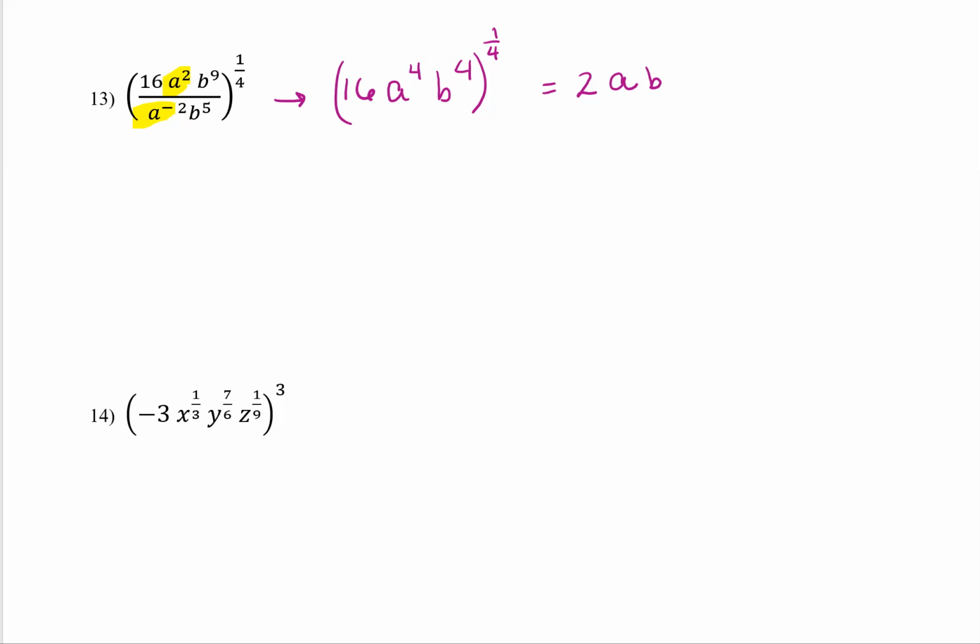14 is very similar to 13. We have negative 3 cubed, and then power to a power you multiply. And negative 3 cubed would be negative 27. And there's our final answer.